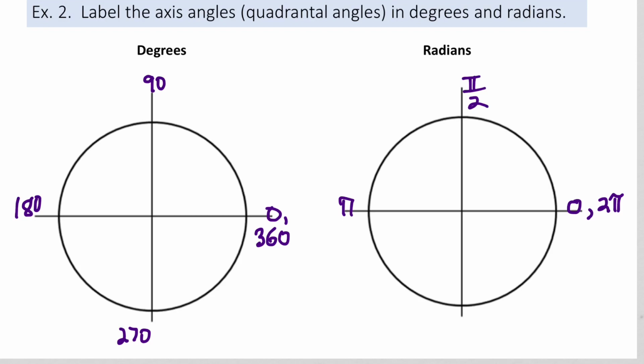So then what's going on here is I've got each quadrant is pi over 2. So pi over 2, then this would be 2 pi over 2, which reduces to pi. So that would make this 3 pi over 2. And then full circle would be 2 pi. So pi over 2 corresponds to 90 degrees, pi to 180, 3 pi over 2 to 270, and 2 pi to 360.